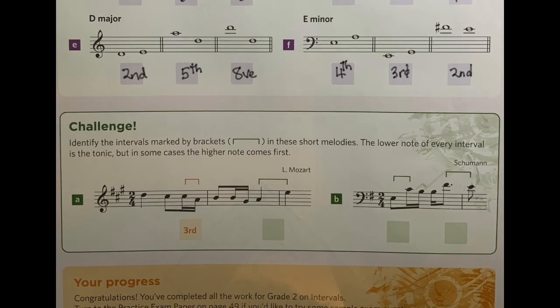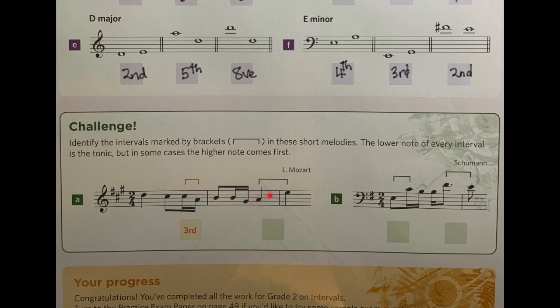On this challenge, they want us to identify the intervals marked by the bracket in these short melodies. The lower note of the interval is the tonic. But in some cases, the higher note comes first. All right, we did that higher up on the page, and so we understand that already. So here on this one, the lower note is the 2nd note, and so we're going up 1, 2, 3. It's a 3rd. And they did that one for us.